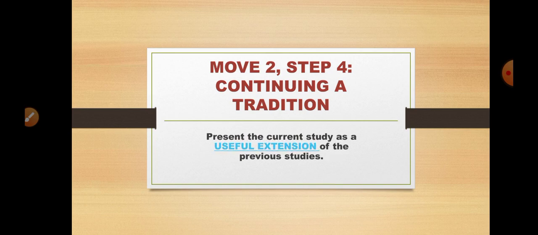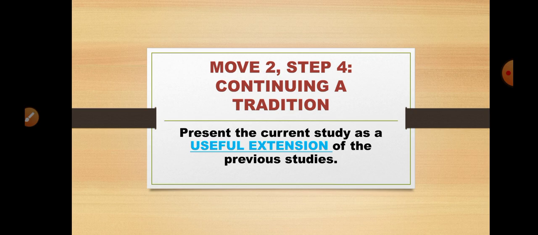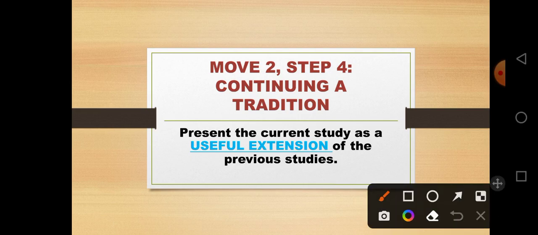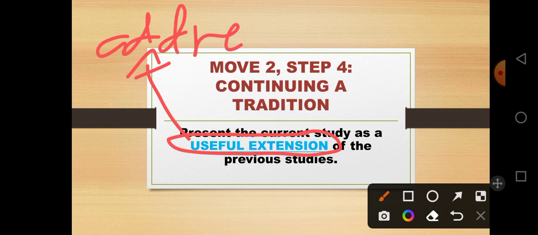So this part must present your study as a useful extension of the previous researches. So why useful extension? Because, class, the current study you are writing claims that it can address and solve the existing problem. It can fill in what was missing from the previous studies. That's why it's known as the useful extension.